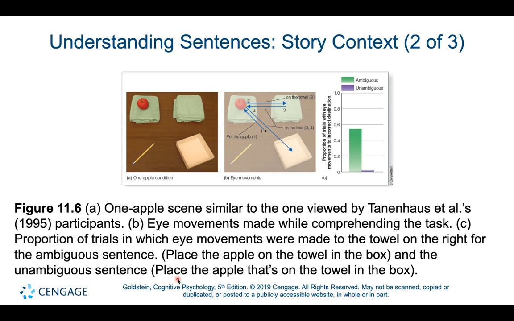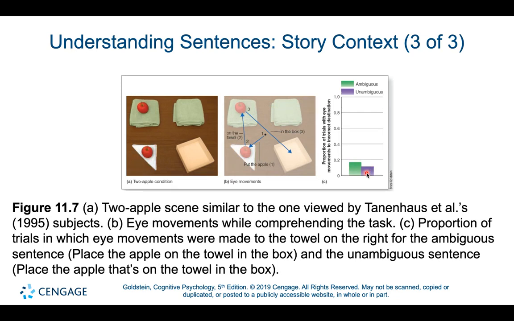Whereas an unambiguous sentence, place the apple that's on the towel into the box, is much more clear. Right? The apple that's on the towel is sort of this indicator that makes the sentence completely unambiguous. It's now obvious what the instructions are and what you want to be done. And so we see that people make almost zero incorrect eye movements to these unambiguous sentences. And of course, we can control that, right, by doing experiments with like multiple apples. We can see here the proportion of trials in which eye movements were made to the towel on the right. For the ambiguous sentence, place the apple on the towel in the box, and the unambiguous sentence, place the apple that's on the towel in the box.